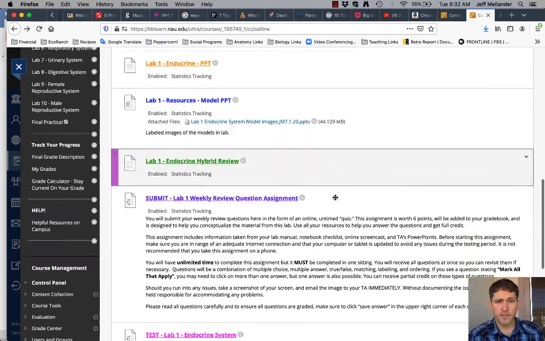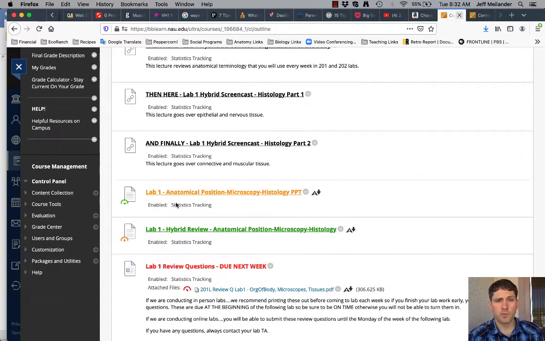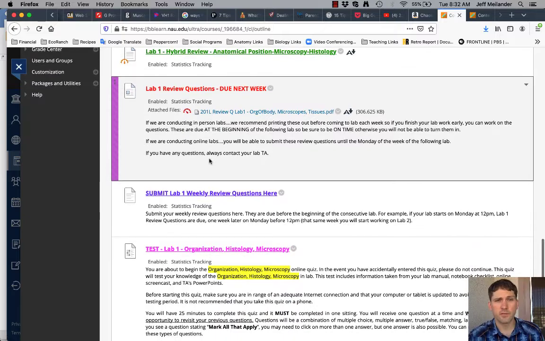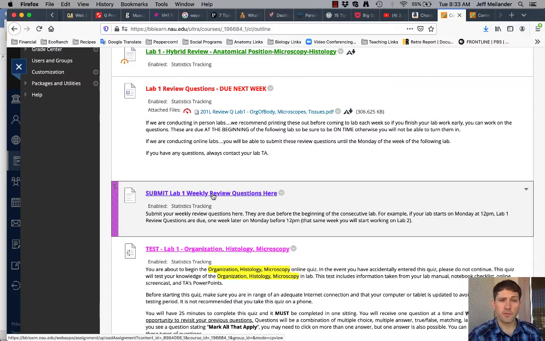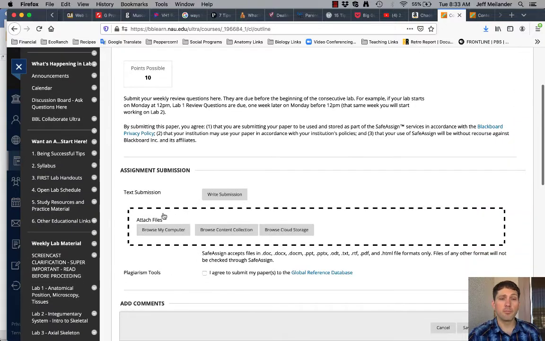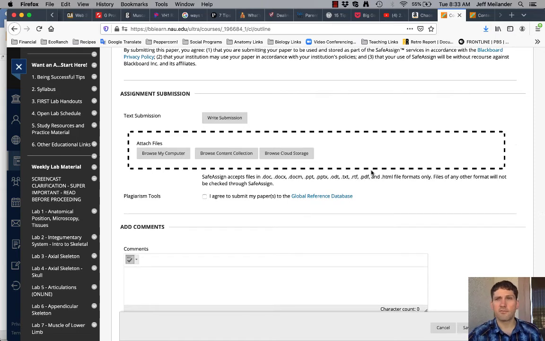Then the next difference that we'll see between 201 and 202, so I'm in the 201 section right now. 201 has this red section for the weekly review questions. They are PDFs. Each week the students are going to need to print out that PDF, answer the questions, and then save it as a PDF, and then go to this submit weekly review questions here, and upload their document right here.